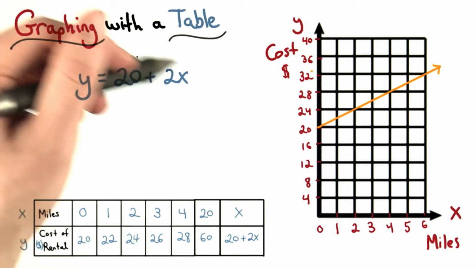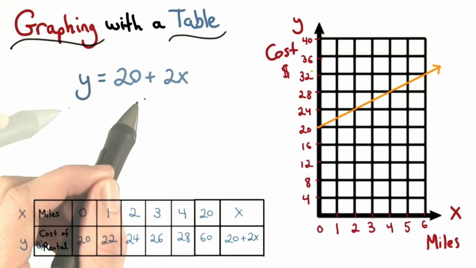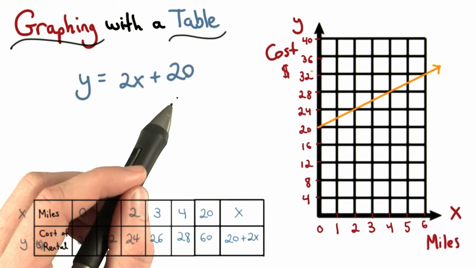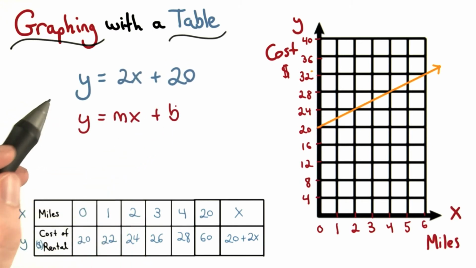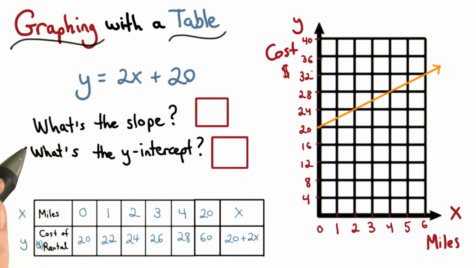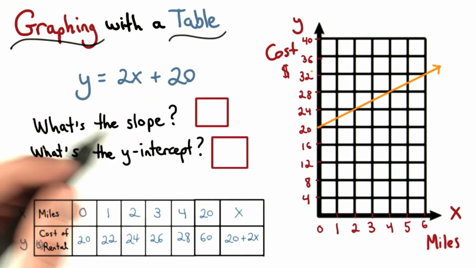But wait, there's something else going on here with this equation. If we switch these two terms around, then the equation becomes y equals 2x plus 20. This is an equation in slope-intercept form. So what's the slope and the y-intercept for this equation? Put your answers here.